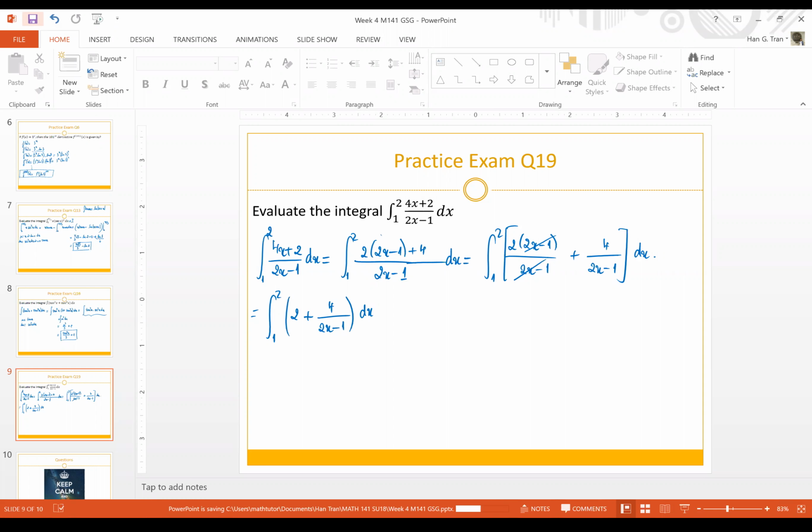2 plus 3. What do you mean by 2 plus 3 over 2x minus 1? Why is it plus 3 and not plus 2?